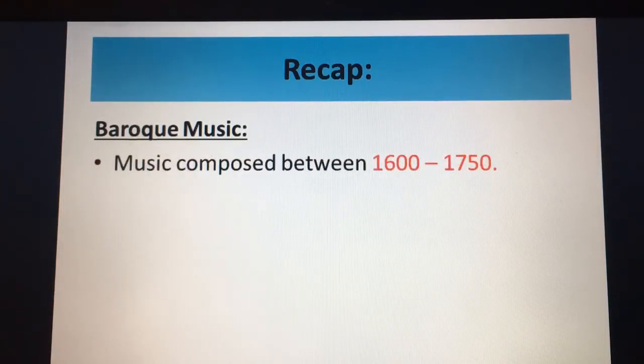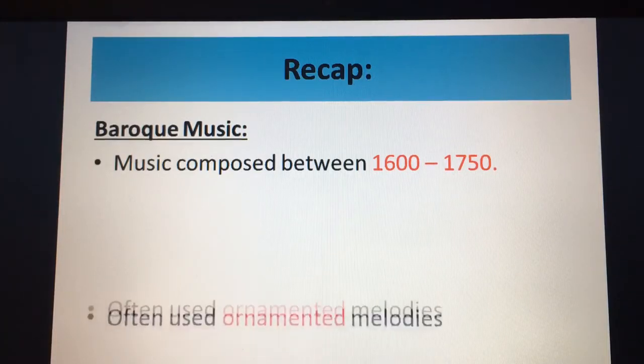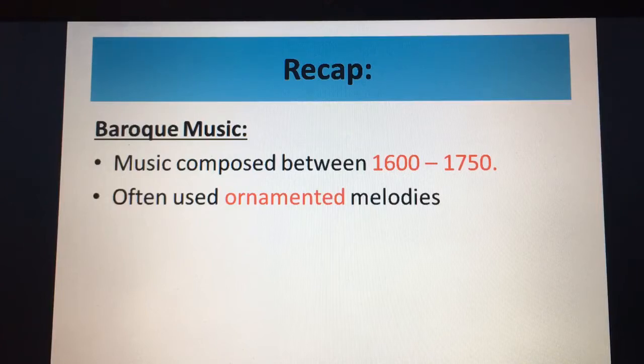So Baroque music is music that was composed between 1600 and 1750. Hopefully you remember that from last lesson. It often used ornamented melodies, and you can remember that ornaments are little decorations that are added to the melody. So it's lots of extra notes that are put on the melody to make it sound more complicated.